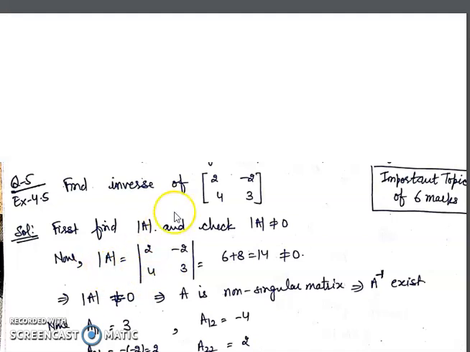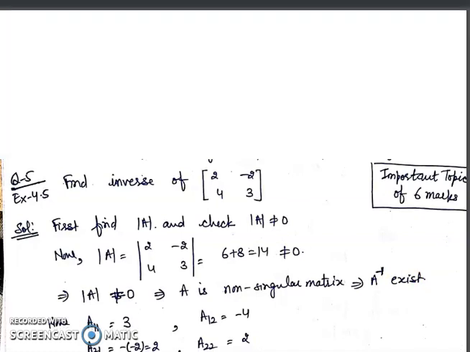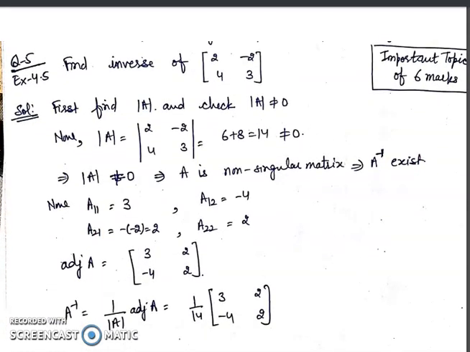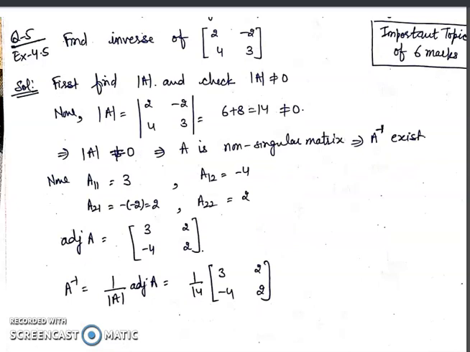Now the determinant of A is 3 times 6 minus (minus 4)(minus 2), so it will be equal to 14. So it is not equal to 0. This implies it is non-singular, so A inverse exists. Now we have to find out the adjoint of A.